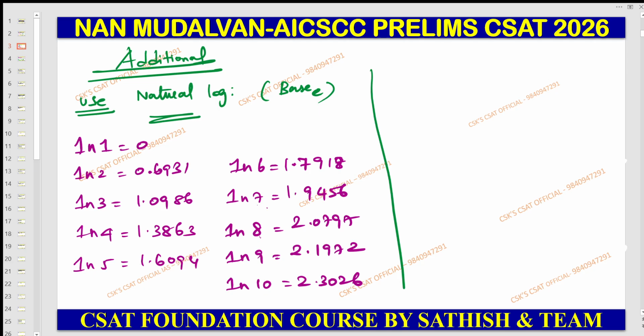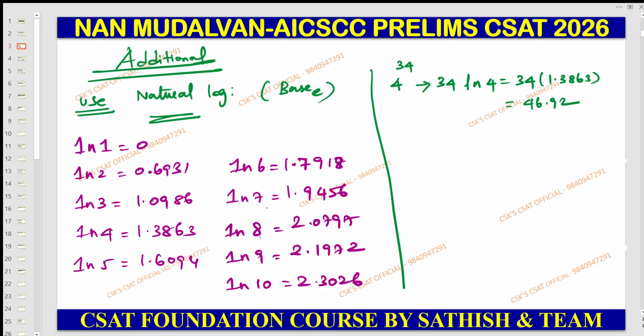In this question, what is the first one? 4 power 34. If you take ln, it becomes 34 ln 4. What is the ln 4 value? 1.3863. So 34 times 1.3863 is nothing but 46.92. At least have some idea, instead of leaving the question.